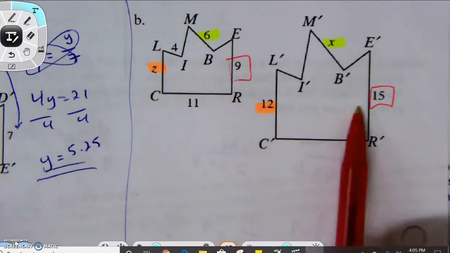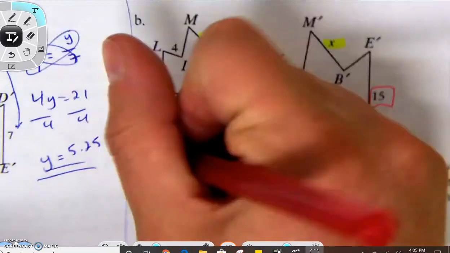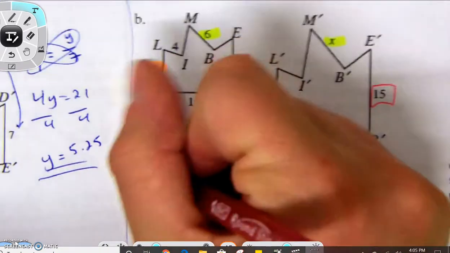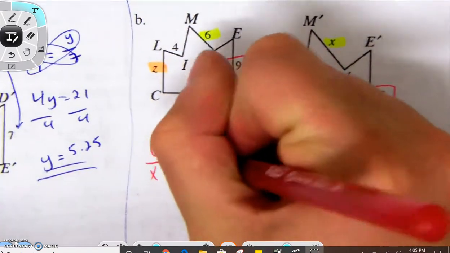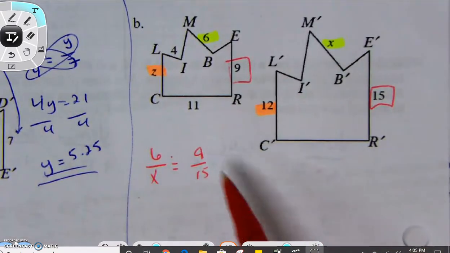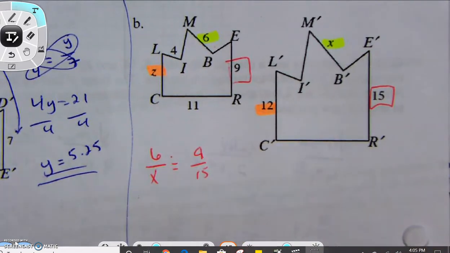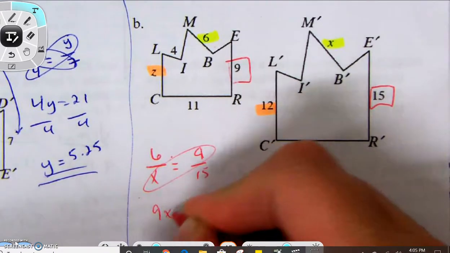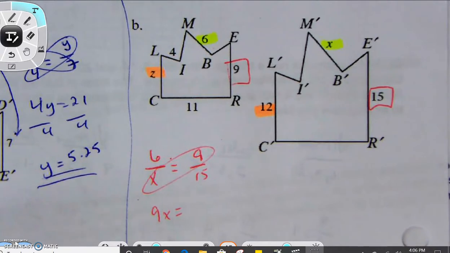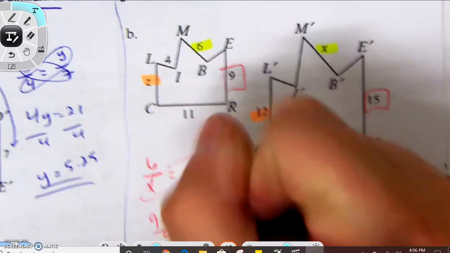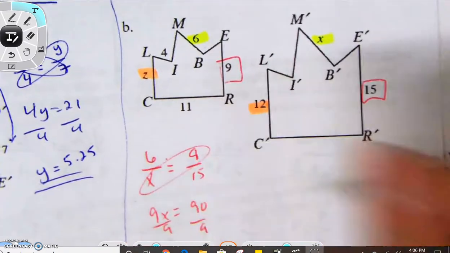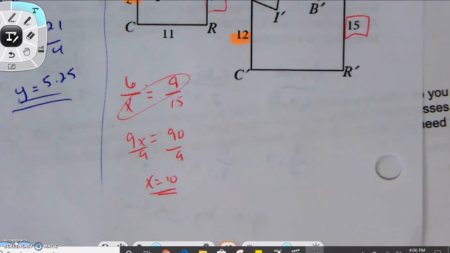I'm going to go from the left shape over the right shape. So I'm going to have 6 over X, since I'm going to find X first, and then I have 9 over 15. I can only have one variable at a time, so I can't use the Z and the 12 with the 6 and the X. So cross multiply, 9 times X equals 6 times 15, which is 90, I believe. Yep. So 90 divided by 9, divided by 9, X is equal to 10. So X is 10 in the first one.